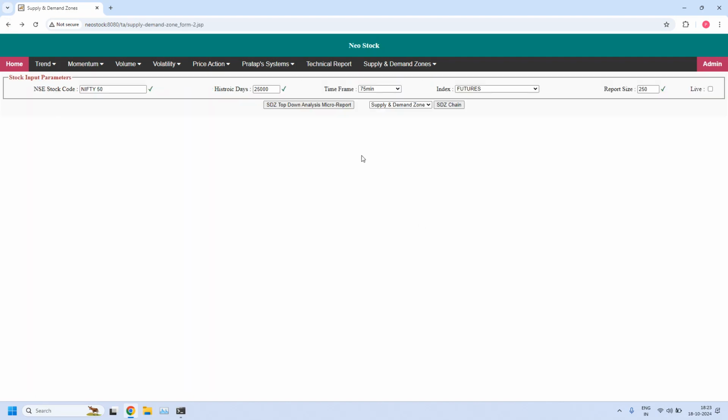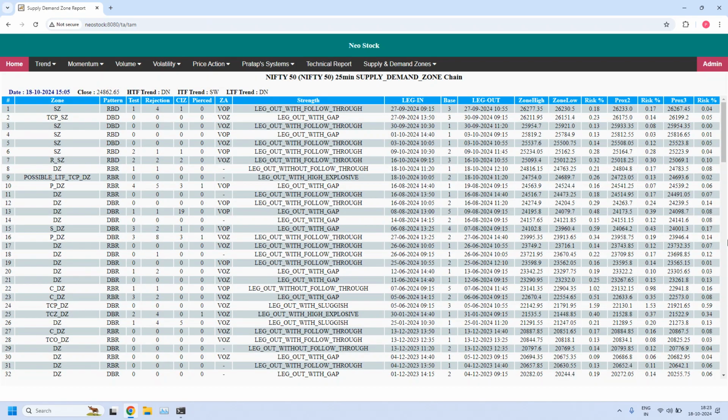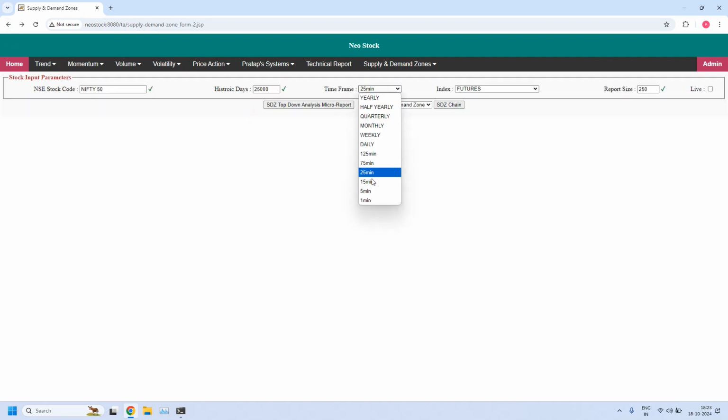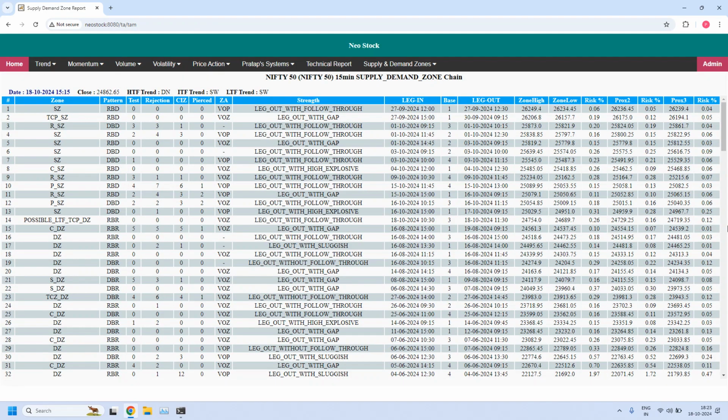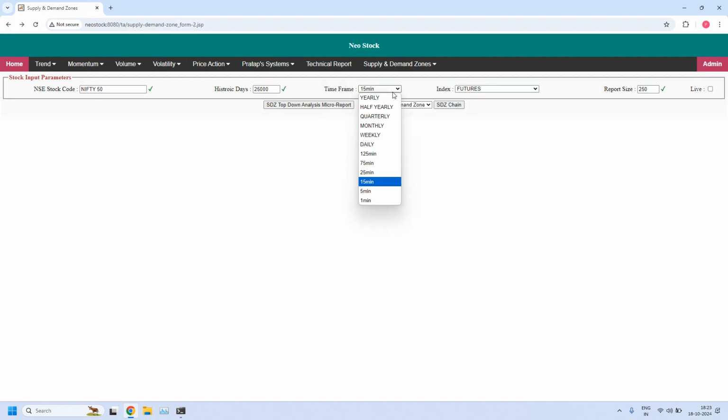Okay, next time frame is 25 minutes. I am generating 25 minutes supply demand zone chain for NIFTY. Next time frame is 15 minutes, generating 15 minutes supply demand zone chain for NIFTY. Okay, next time frame is 5 minutes. I am generating 5 minutes supply demand zone chain for NIFTY.